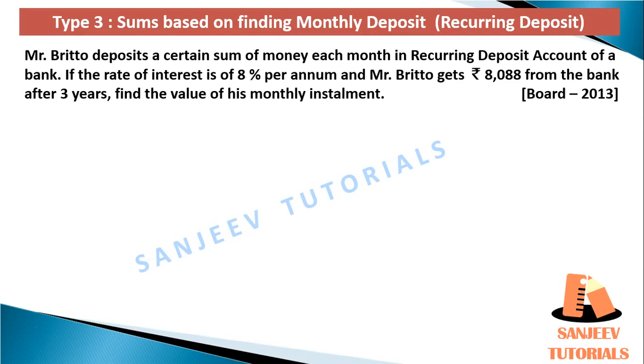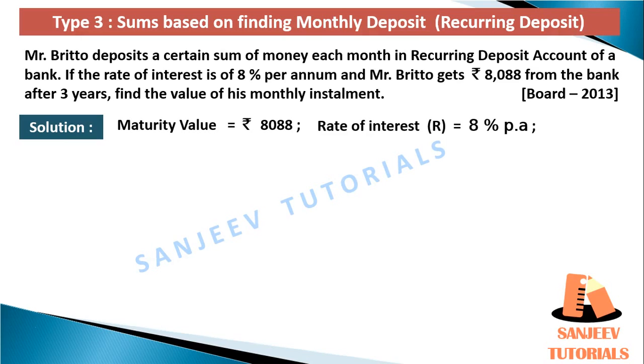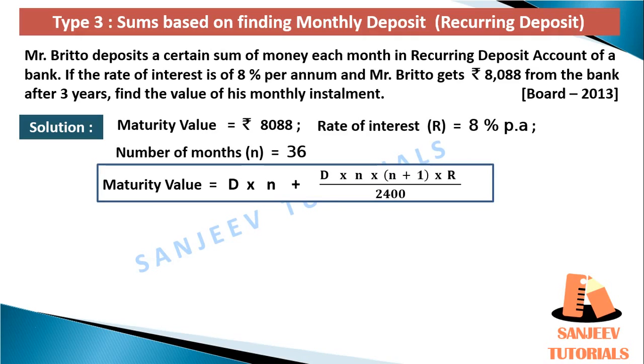Question number 6, identical to question number 5, where we had to find the monthly installment. Maturity value rupees 8088. Rate of interest is 8% per annum. Number of months is 36. Maturity value is given by this formula. On substituting the respective values, I get this step.